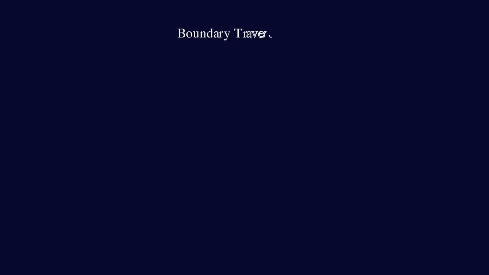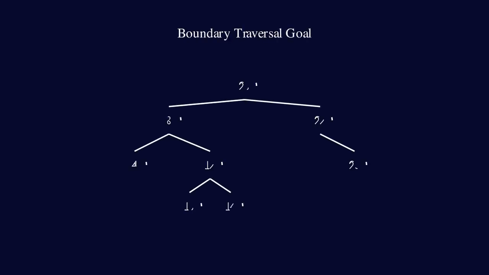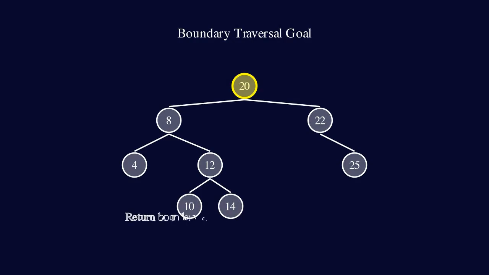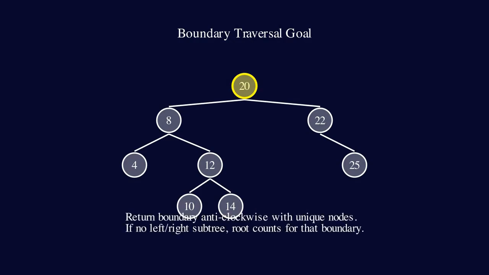Here's the goal. Given the root of a binary tree, list its boundary in anti-clockwise order. Start at the root, follow the outer edge, and include each node only once. Think of it as tracing the tree's outline without stepping inside.